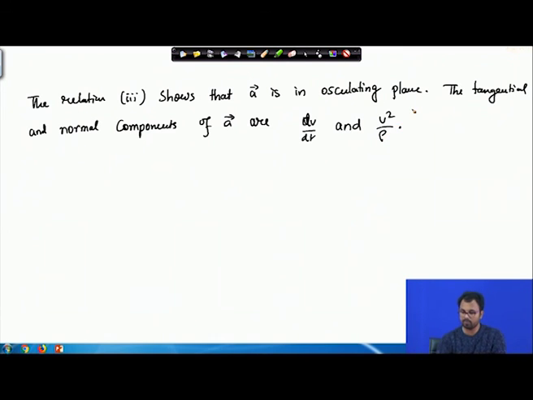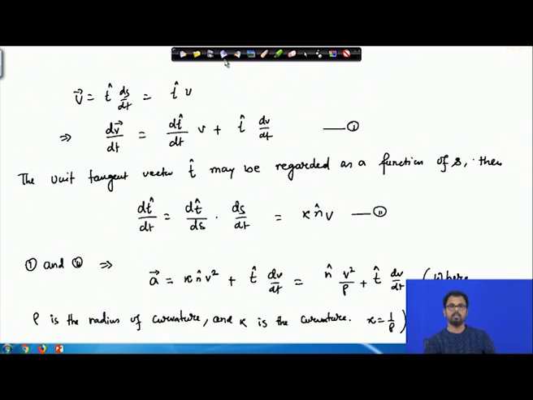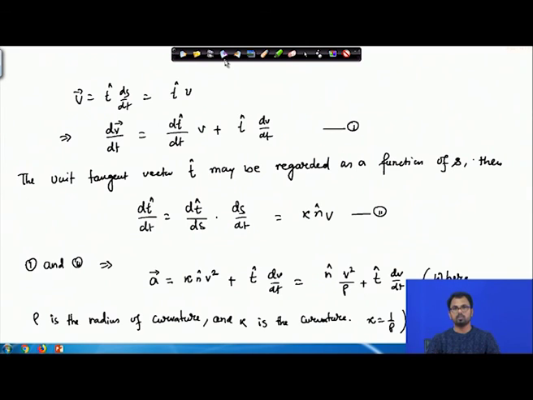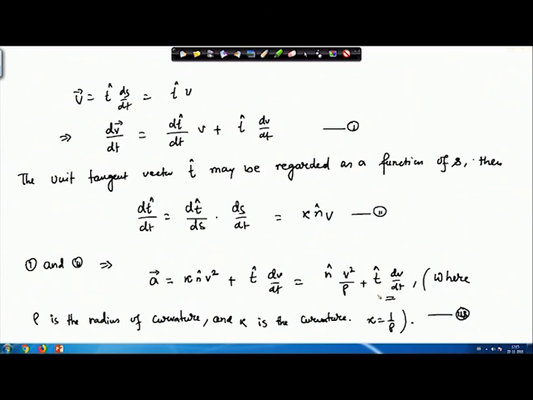So, from this relation we can see clearly that the acceleration vector actually lies in the plane of t and n, and it is perpendicular to the binormal vector b. That means the vector a lies in the osculating plane, and the tangential and normal components of a are given as dv/dt, where v is the speed, and v square divided by rho, where rho is the radius of curvature. So, this is another nice formula to remember: the acceleration vector lies in the osculating plane.